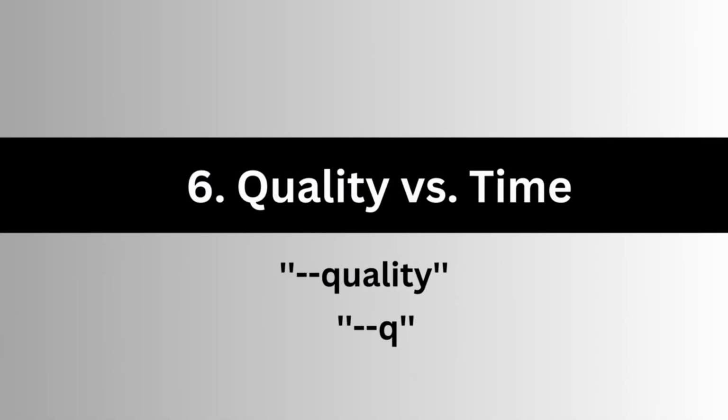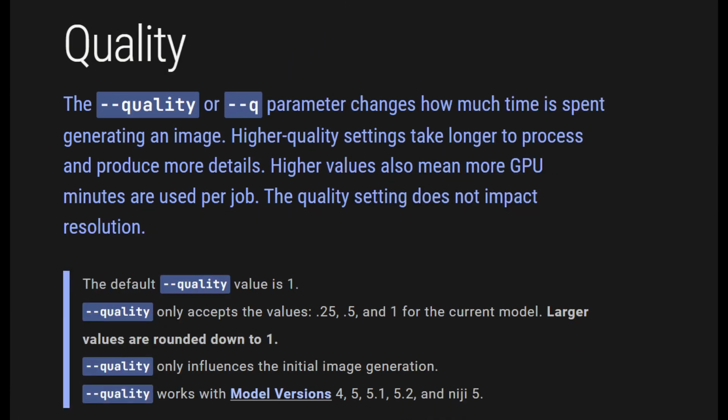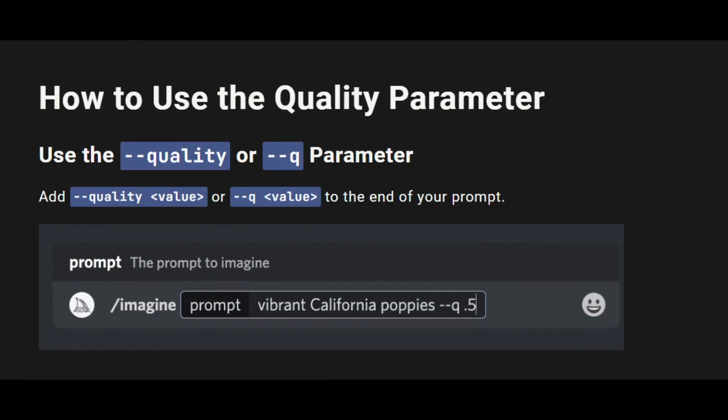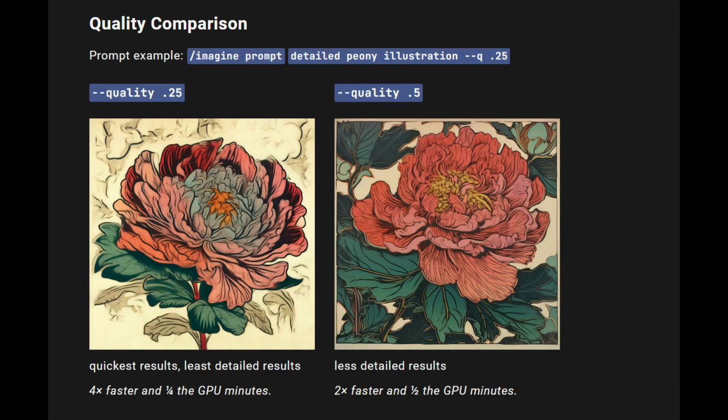Number 6. Quality versus time. Quality matters, and the --quality or --q parameter allows you to choose how much rendering time you invest. Higher values result in stunning details, while lower values save on GPU minutes.